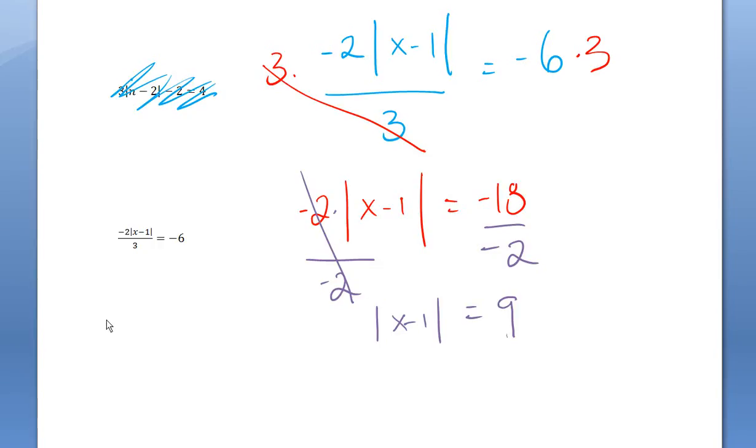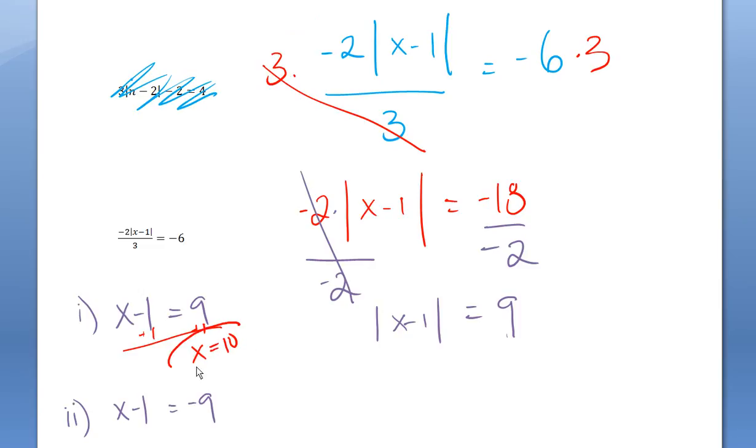This is doable. Break this up into my 2 cases. My first case, everything inside that absolute value is equal to positive 9. That's case number 1. Okay? Case number 2, everything inside the absolute value is equal to negative 9. That's case 2. Then we can solve them both. In this case, add 1, I get x equal to 10. Woohoo! Over here, add 1, I get x equal to negative 9 plus 1, which is negative 8. There's my 2 answers right there.